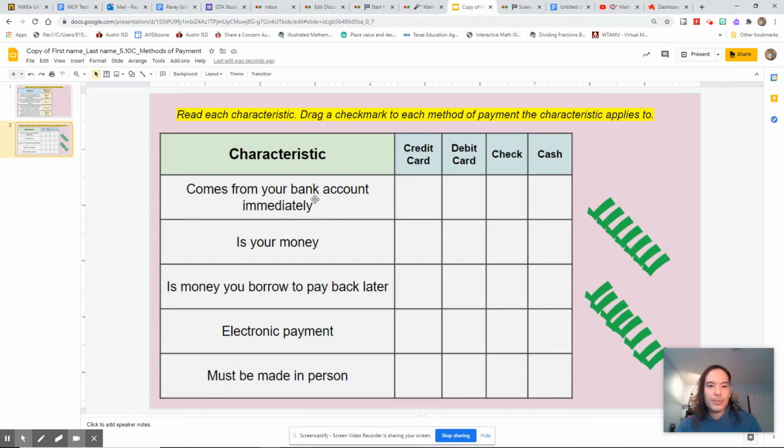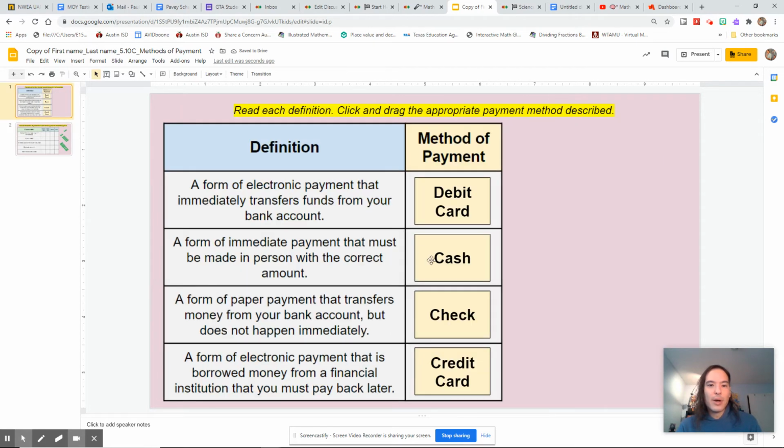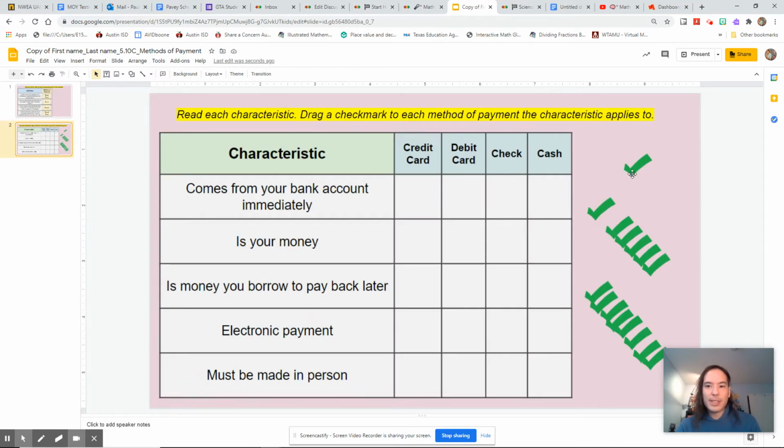All right, page 2: comes from your bank account immediately. So here's the thing. Many of these things will come from your bank account, but which ones are immediate? Remember, we talked about immediate in the last slide. Do checks happen immediately, or does somebody have to take that check to the bank? Yeah, somebody has to take that check to the bank. So it's not going to be immediate.